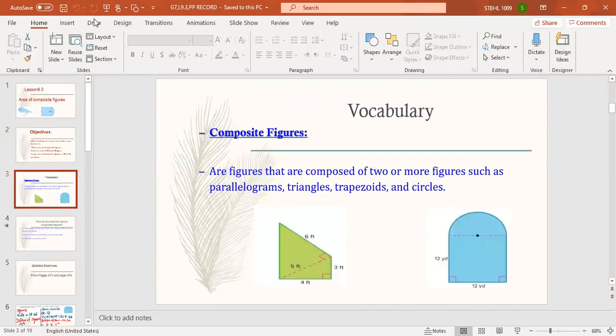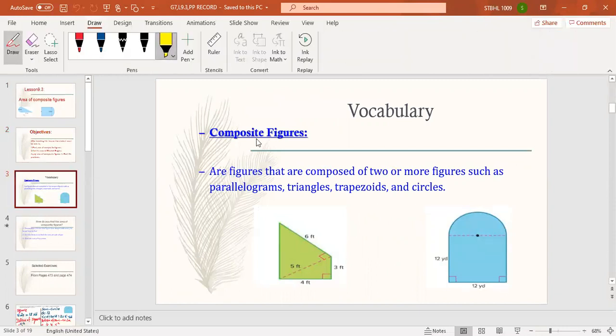First of all, we need to revise the math vocab, which is mainly composite figures. Composite figures are figures that are composed or made or consisted of two or more figures such as parallelograms, triangles, trapezoids, circles, or semicircles composed or connected together.